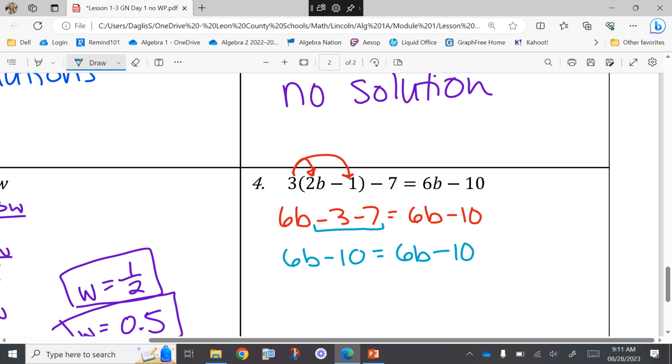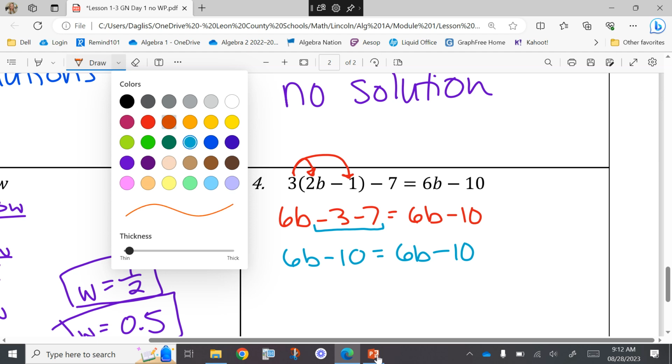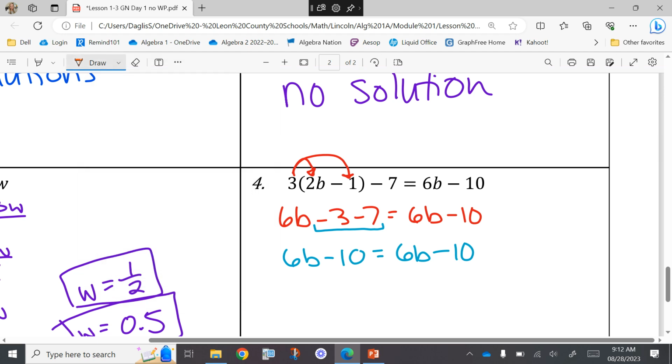How do you know this is infinite? It's the exact same thing on both sides. Okay, so you could stop right here. You have the proof this is infinite solutions. If you took it one step further and tried to subtract your 6b from both sides and noticed that they both end up being 0, we get negative 10 equals negative 10. Well, is that true? Yes, negative 10 is negative 10. So that's another way to prove that these are going to be infinite solutions.